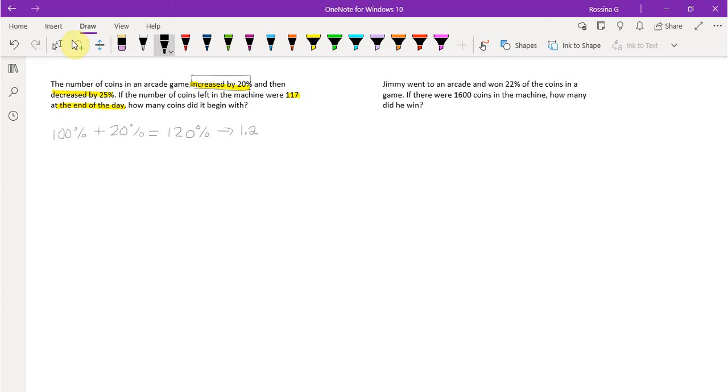The next one is decreased by 25%. Keyword decreased. Again, we start with 100%, but because there's a drop in the number of coins, we're going to say minus 25%. And so we end up with 75%, and as a decimal, we put that as 0.75.